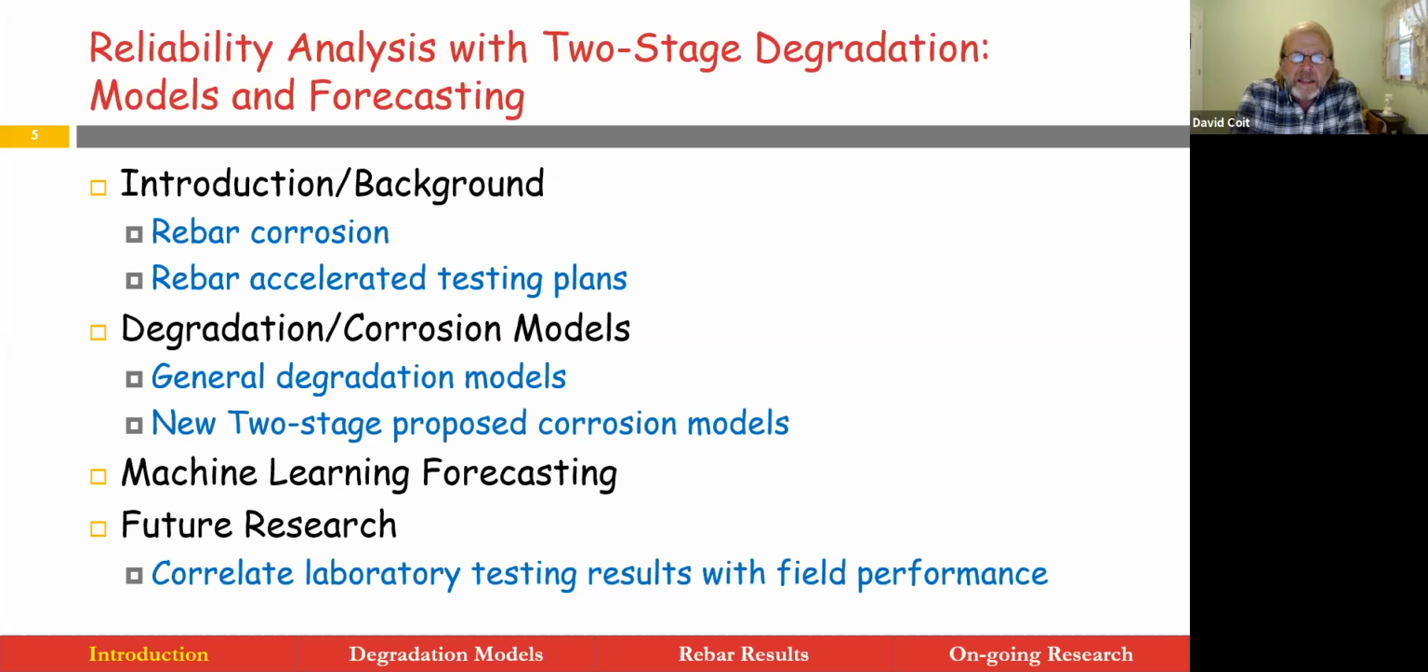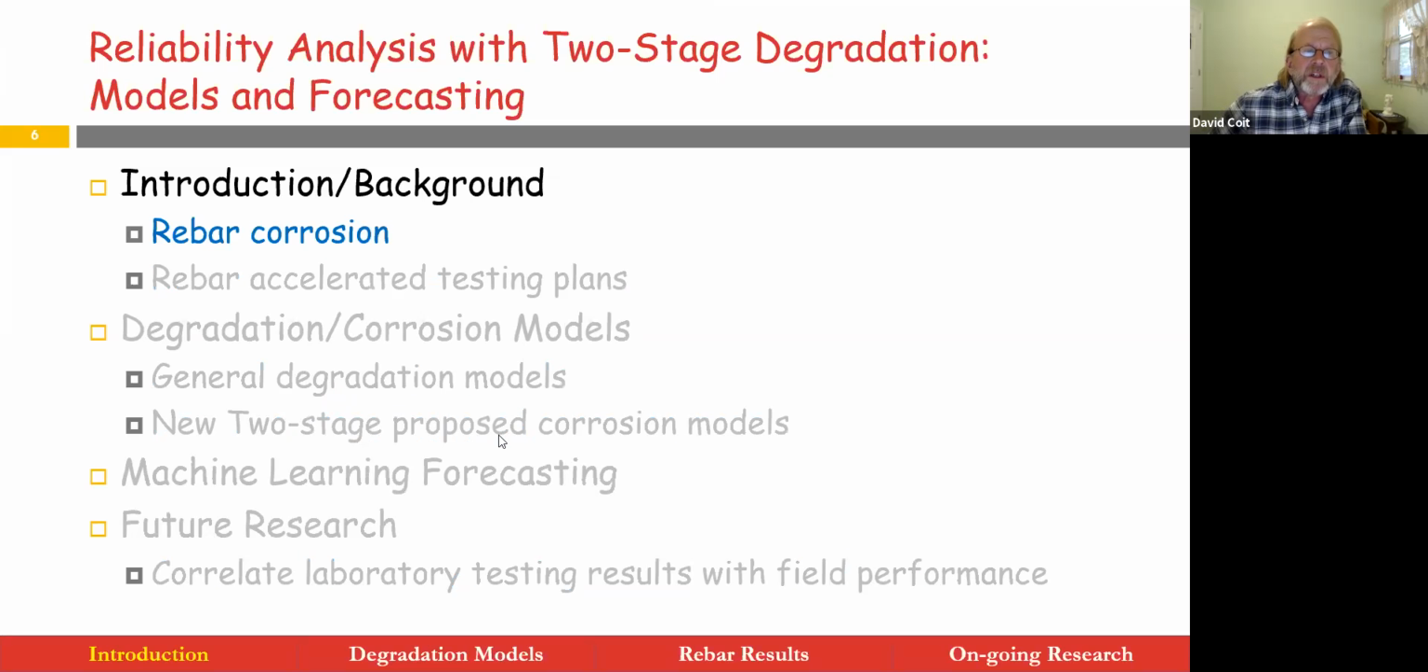I'll probably be running out of time then, but briefly we'll talk about machine learning forecasting, because while our stochastic models are very good at predicting performance over a time horizon, in terms of what will be the degradation in the next period or in a short period of time, maybe not so good. So Zhenhong Li, as part of his master's thesis, and he's now a PhD student, did a lot of work in here. And then just briefly on future research.